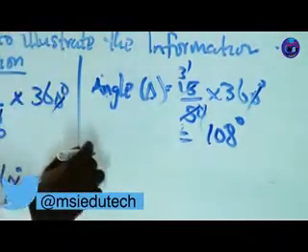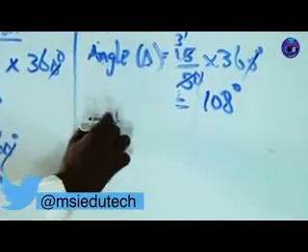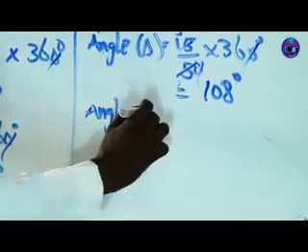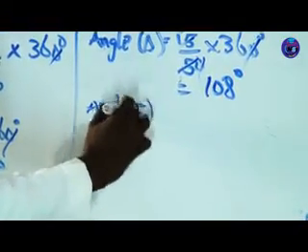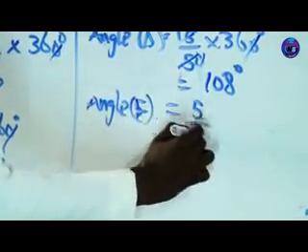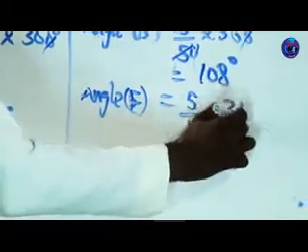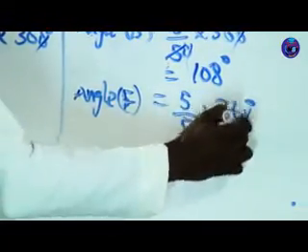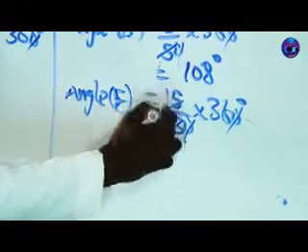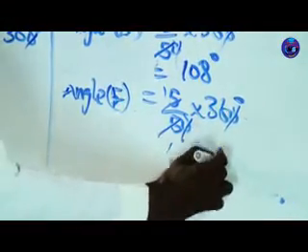Okay, for the last one, which is F, angle F will give us 5 all over 50 multiplied by 360 degrees. 0 cancel 0, 5 here is 1, 5 here is 1. It will give us 36 degrees.